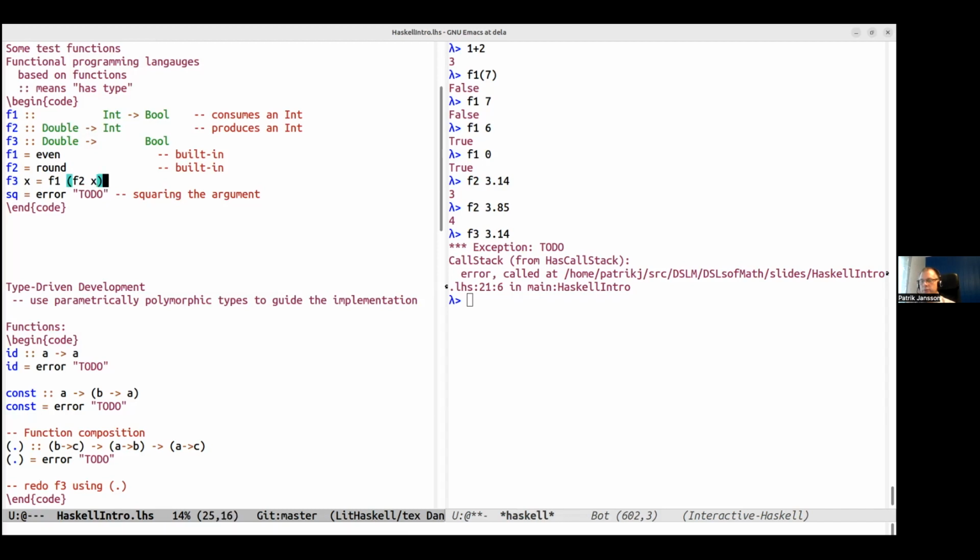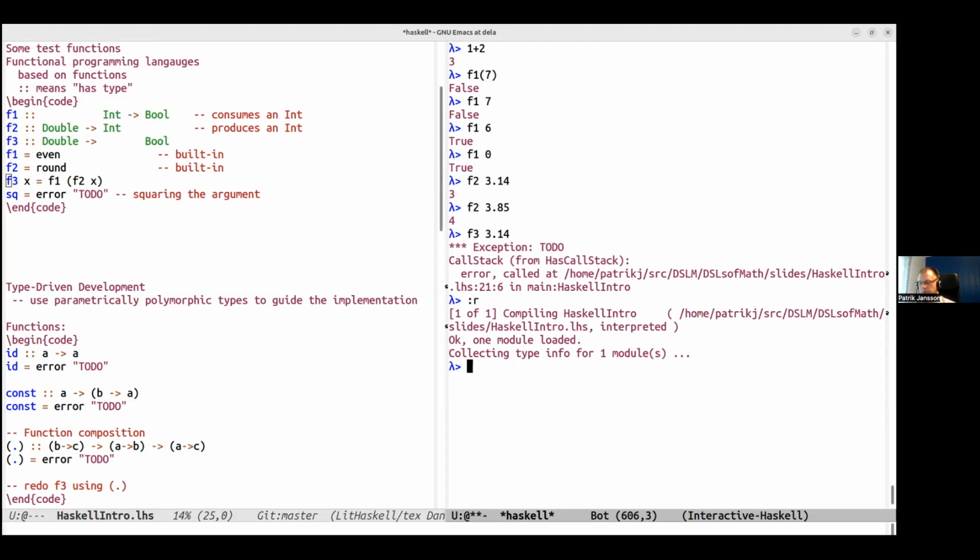So here I've used parentheses. I said before I don't need them for function application, but I do need them when it becomes ambiguous. If I wouldn't use parentheses here, it wouldn't be clear what F1 was applied to. So F1, the function, should be applied to the result of applying F2 to x.